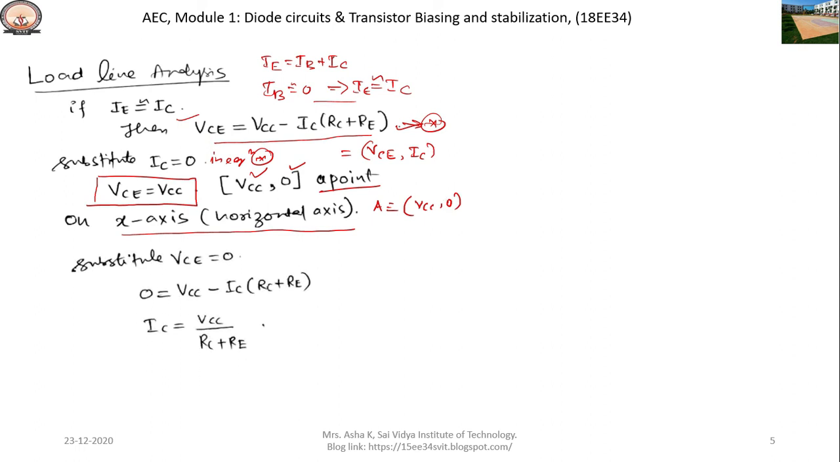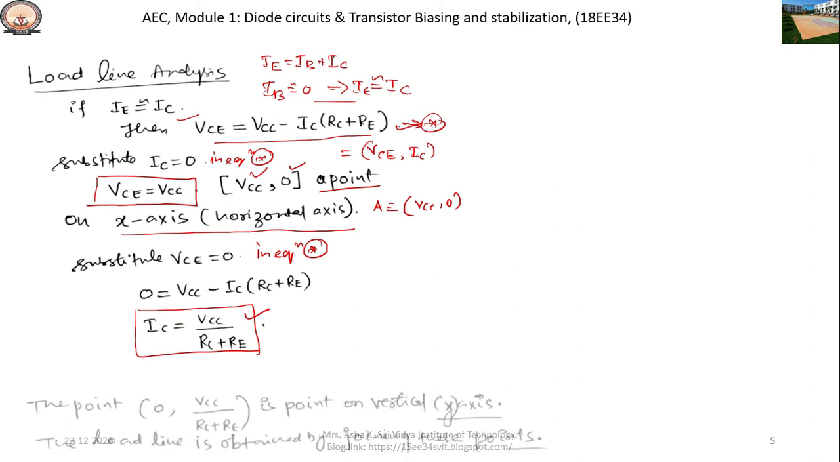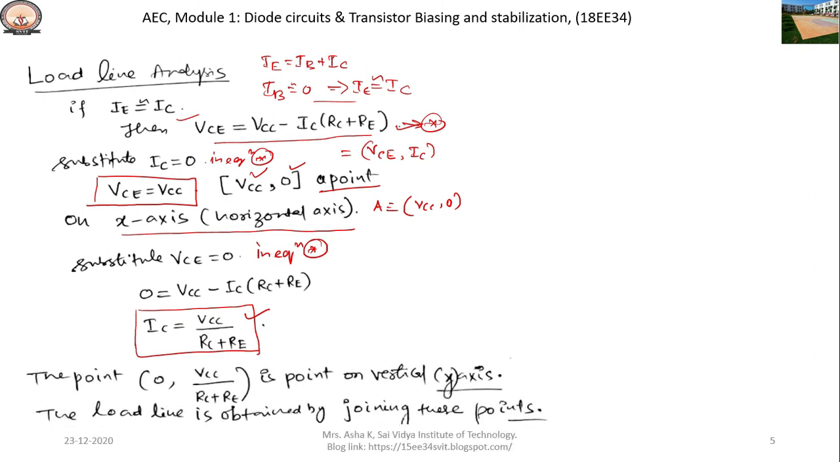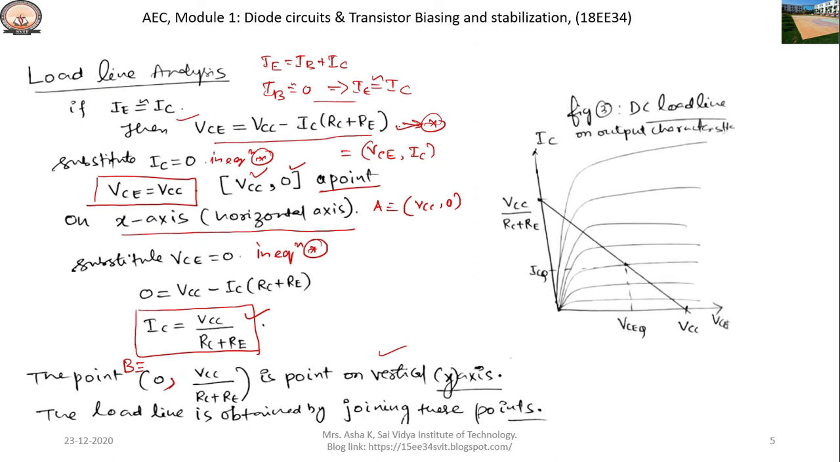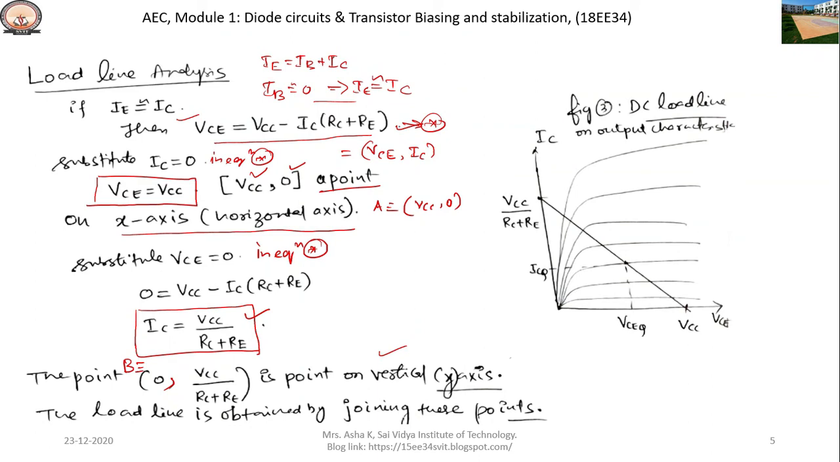Now, similarly, substitute VCE is equal to 0 in equation star. Then we are going to get the collector current value, which is equal to VCC divided by (RC plus RE). Then we can represent this point on the vertical axis. We can call this point B, that is (0, VCC divided by (RC plus RE)). Then we join these 2 points to obtain the DC load line on the output characteristics curve.